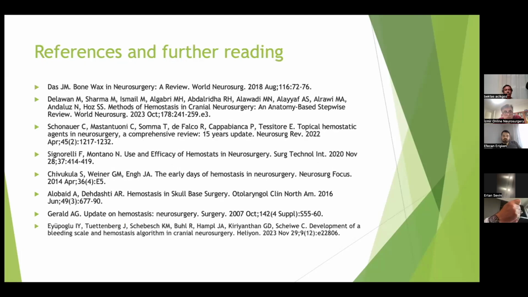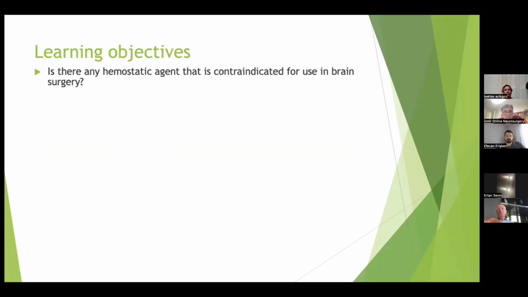These were my references for this talk. Now coming to our learning objectives. Is there any hemostatic agent that is contraindicated for use in brain surgery?